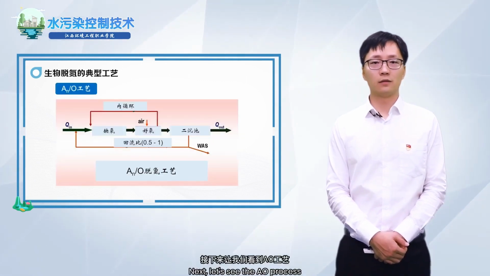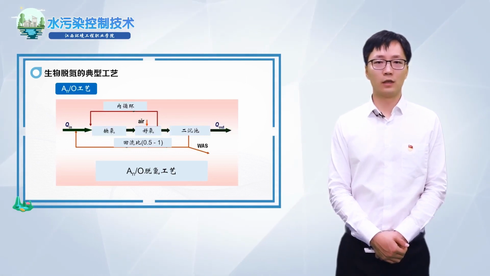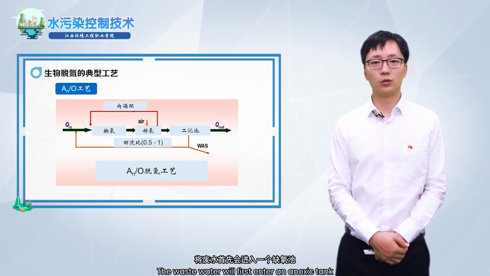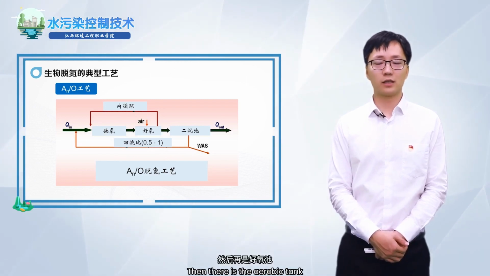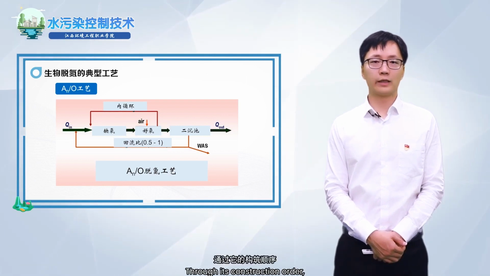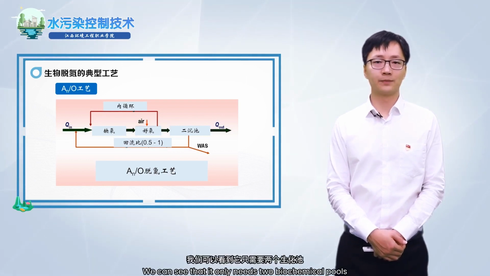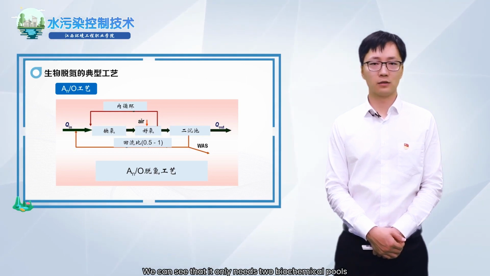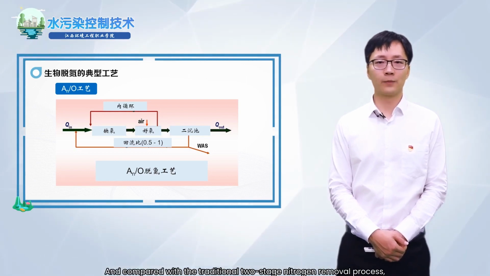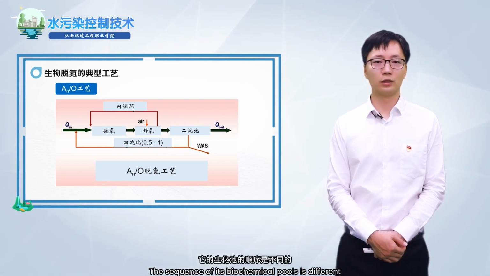Next, let's see the AO process. In the AO process, the wastewater will first enter an anoxic tank, then the aerobic tank, followed by the secondary sedimentation tank. Through its construction order, we can see that it only needs 2 biochemical pools, and compared with the traditional 2-stage nitrogen removal process, the sequence of its biochemical pools is different.